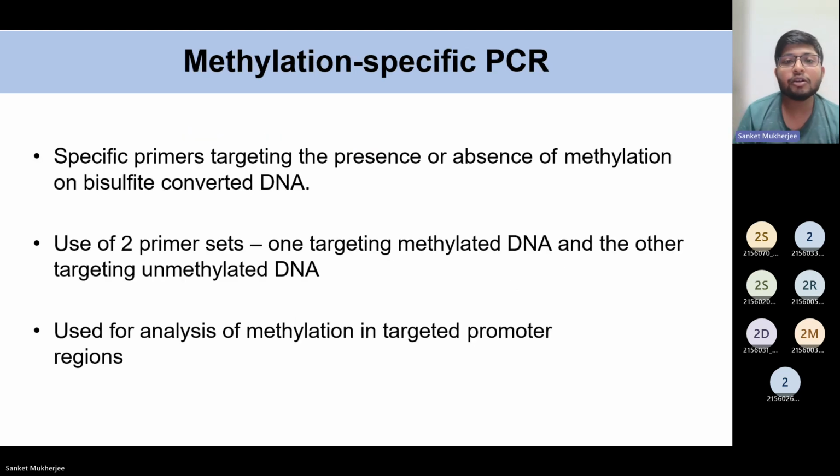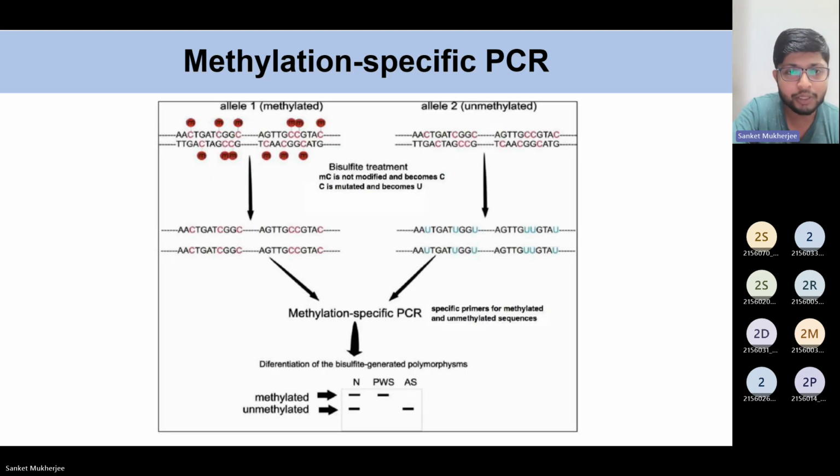So anyway, we'll talk about methylation specific PCR. We design specific primers to test whether methylation is present or not on bisulfite converted DNA. If you remember bisulfite conversion, we use two sets of primers, and it is used to analyze methylation in the target promoter regions. So this is how it works.